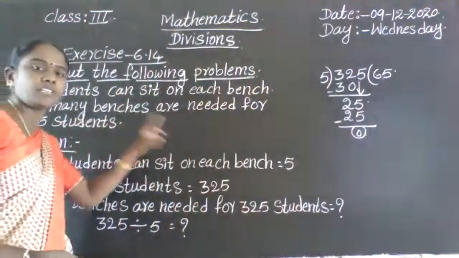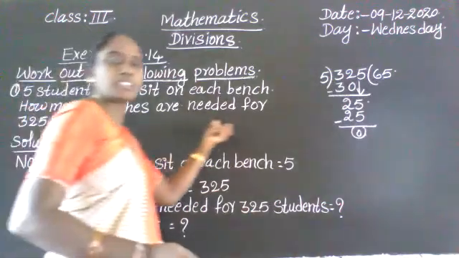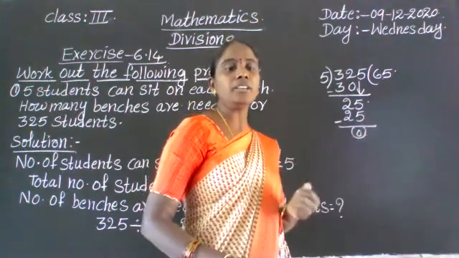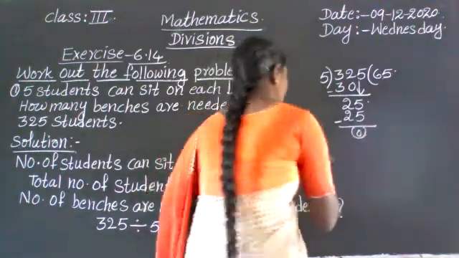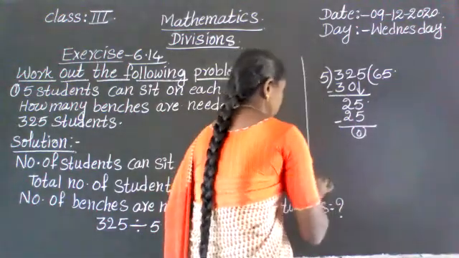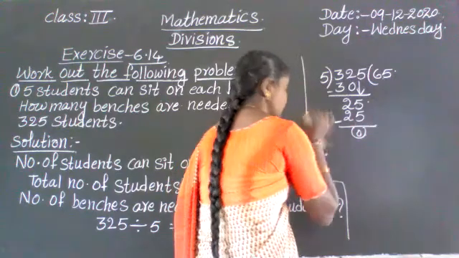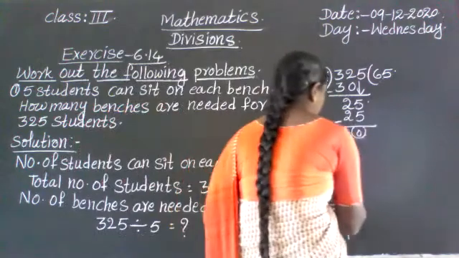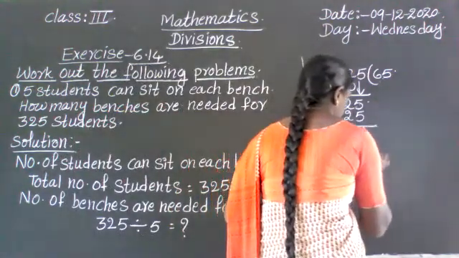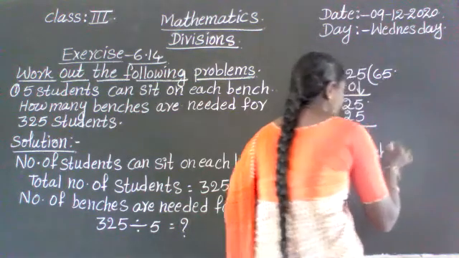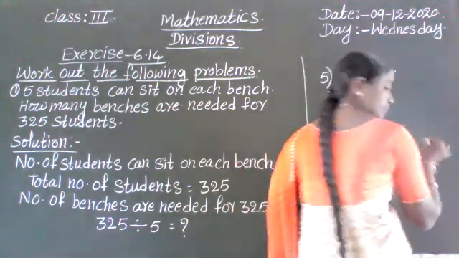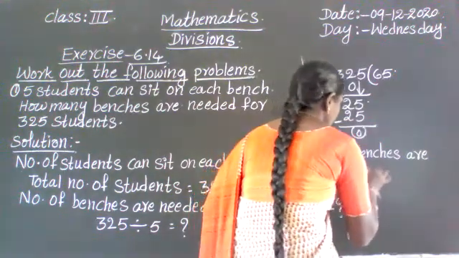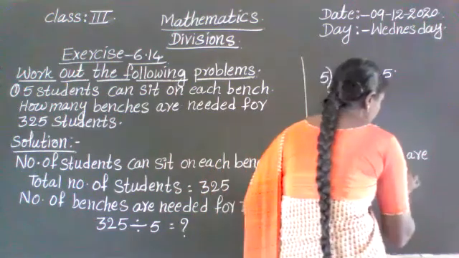How many benches are needed for 325 students? We want 65 benches for 325 students. Okay, what is the confirmation? Last step, answer. 65 benches are needed for 325 students.